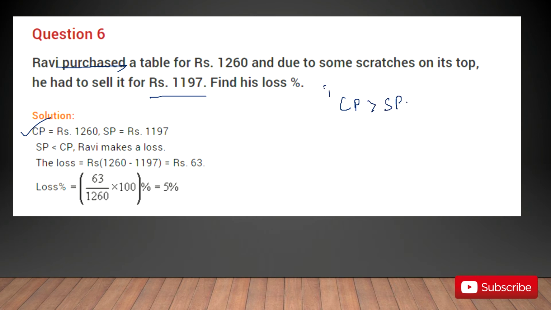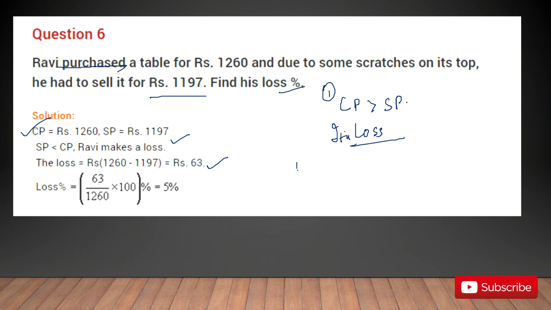सबसे पहले, the first step is to determine whether cost price is greater or lesser than selling price. Find his loss percentage. The question has told me already it's a loss. Yes, it is a loss. So he makes a loss: 1260 minus 1197 is rupees 63.